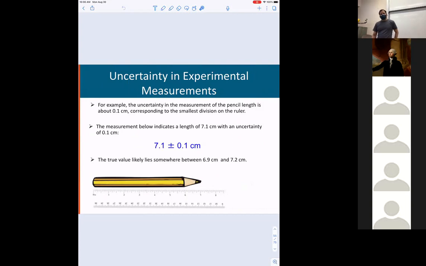So here's a simple example of how an uncertainty can arise from the limitations of experimental apparatus. If you try to measure the length of this pencil using a ruler, then in some sense, the spacing between the tick marks provides a limitation on the accuracy with which you can measure this length. And so therefore, this here is measured to be 7.1 plus or minus 0.1 centimeters. Roughly the spacing between, yeah, go ahead.